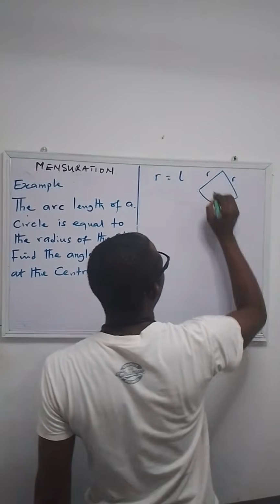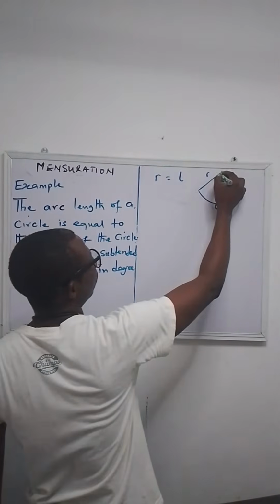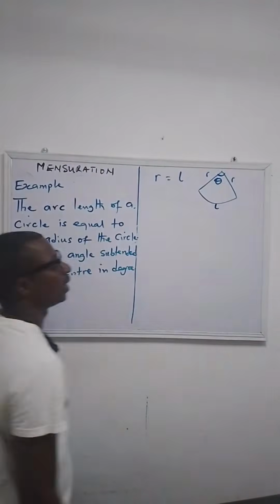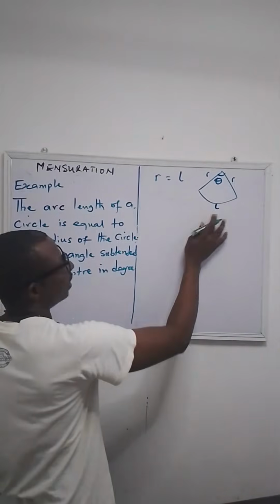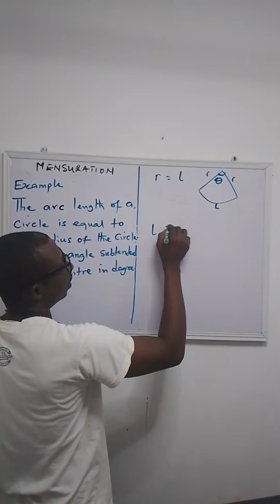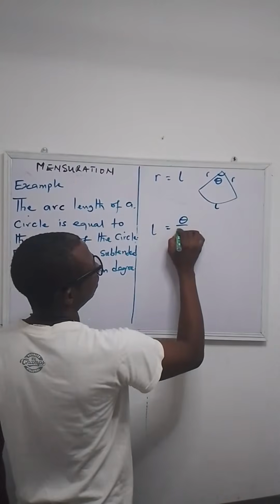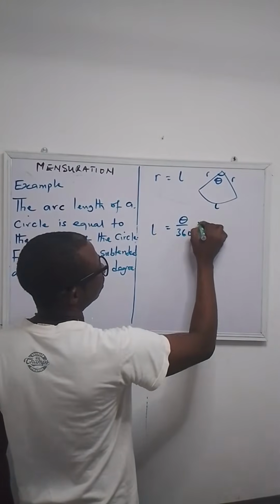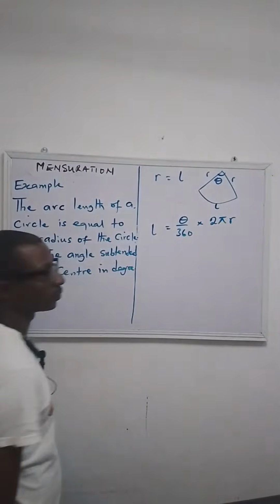We have R. So this R is the same thing as L. So we want to get this angle subtended at the center of the circle. Now, let us write out the formula for length of an arc. That is theta over 360 times the circumference of the circle, that is 2 pi r.